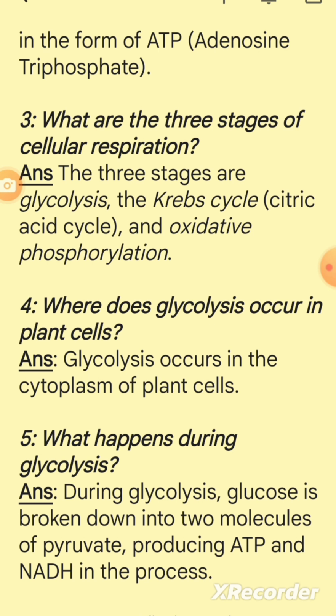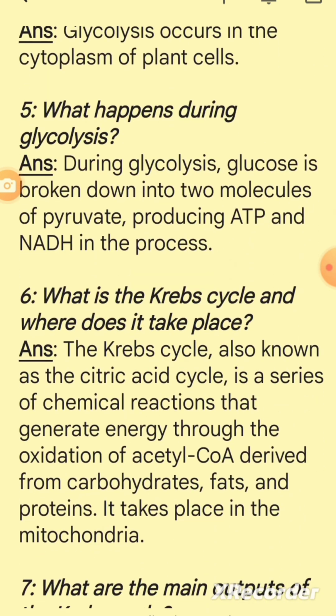Question 4. Where does glycolysis occur in plant cells? Answer. Glycolysis occurs in the cytoplasm of plant cells. Question 5. What happens during glycolysis? Answer. During glycolysis, glucose is broken down into two molecules of pyruvate, producing ATP and NADH in the process.